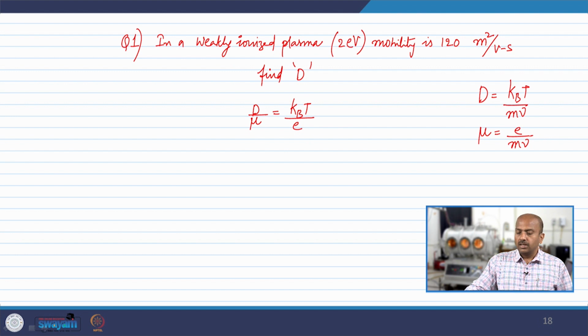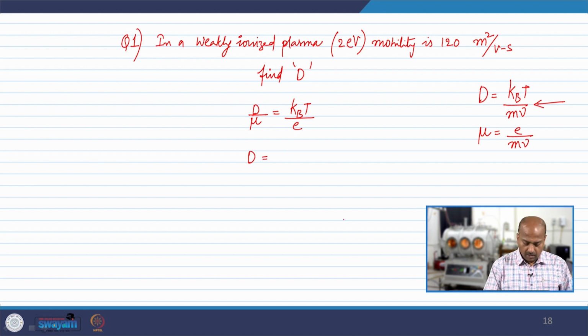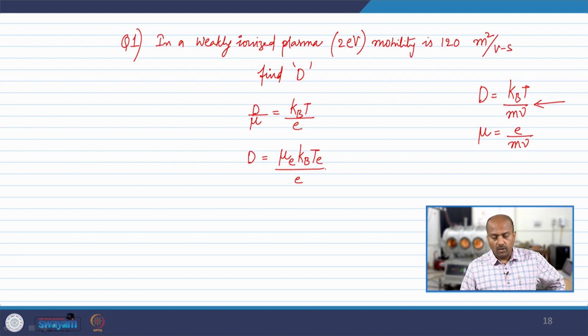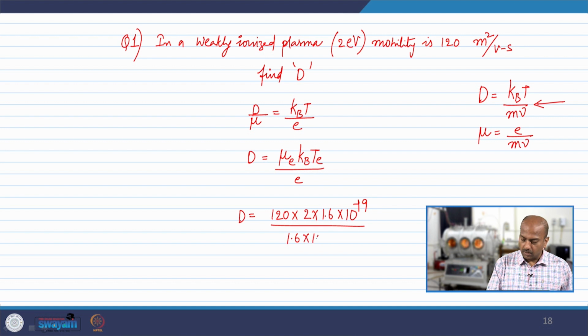So, D by mu, why we use this relation, why can't we directly calculate the diffusion coefficient, because we know the formula, but we do not know the mass, we do not know the frequency, right, but mobility is given. So, D by mu is equal to kBT by e. So, diffusion coefficient D is equal to mu times kBT divided by e. The temperature in units of electron volt is already given to us, right. So, D is equal to 120 times 2 electron volts into 1.6 10 to the power of minus 19 divided by the charge again 1.6 10 to the power of minus 19. So, the diffusion coefficient D is 240 meter square per second.